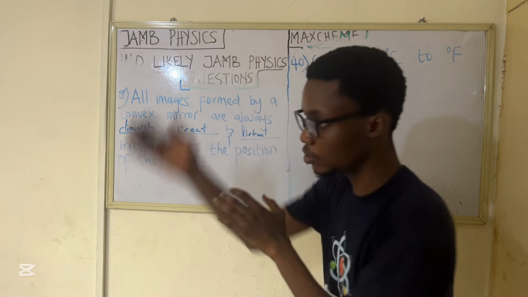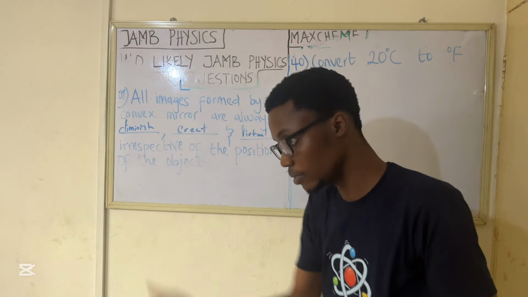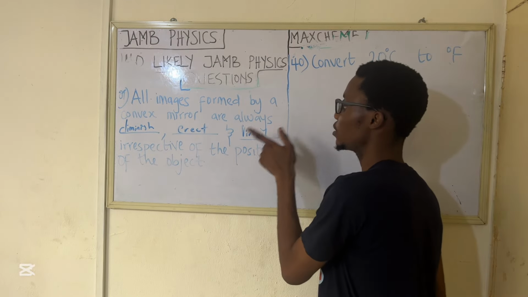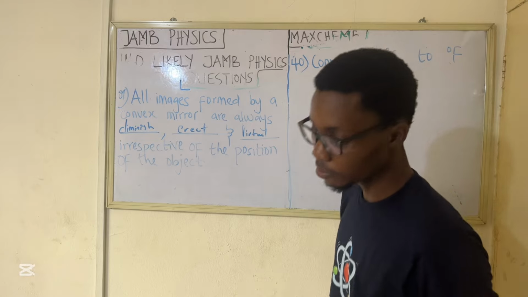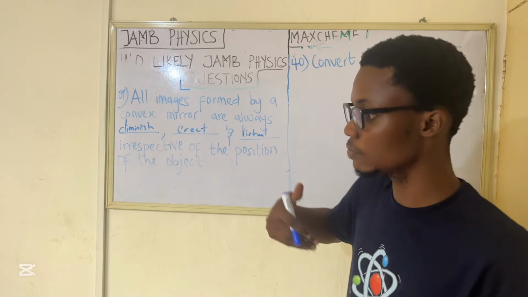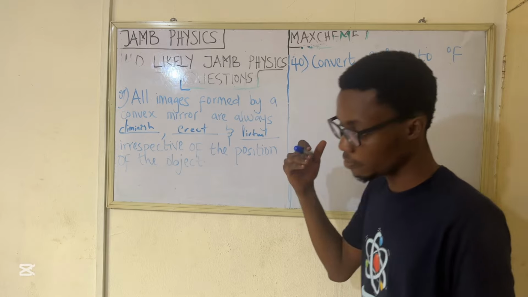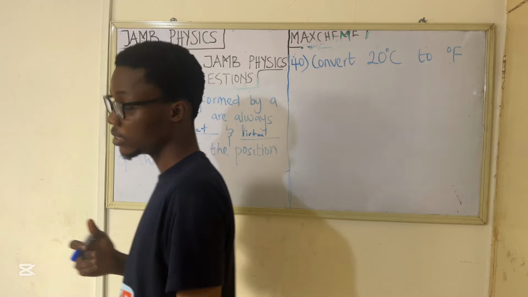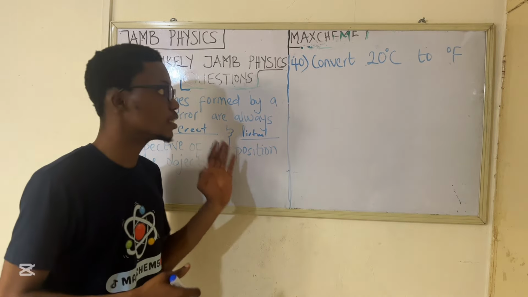So the image is always diminished, that is, there will be a reduction in size. Erect, that is upright. And virtual. Virtual means it's formed behind the mirror. Virtual images can't be formed on a screen.